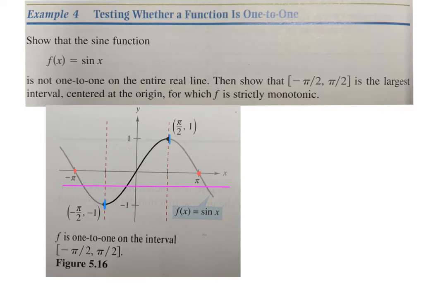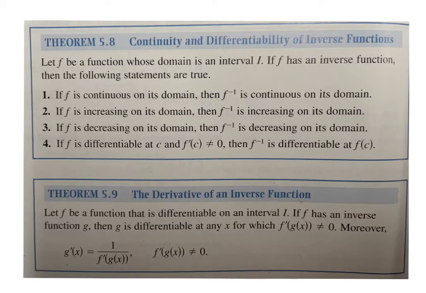So sine does not have an inverse. Reciprocal functions and inverse functions are two different things. The reciprocal function of sine would be cosecant. We know that exists. But the inverse function is different. An inverse function is not the same as a reciprocal function. So let's first look at the theorems for continuity and then derivatives.